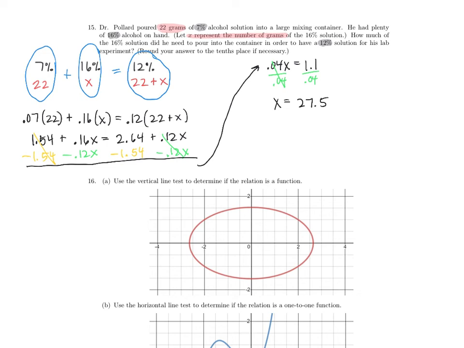So we found X. We said X was the number of grams of the 16% solution that was used. And that's what we're asking for. How much of the 16% solution did he need? So this is in grams. So 27.5 grams.